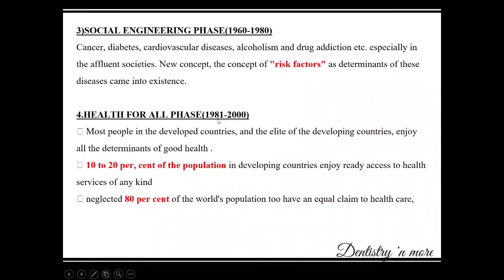And lastly, the health for all phase, where the idea was to provide health for everyone, irrespective of the country or the economic background of the country. As we all know, only 10 to 20% of the world population in developed countries has access to health services of any kind, but the majority, 80% of the people, do not have such access. So that disparity should be removed. That was the aim of the health for all phase.